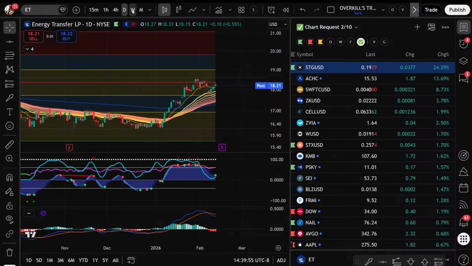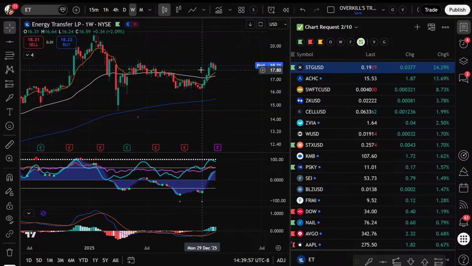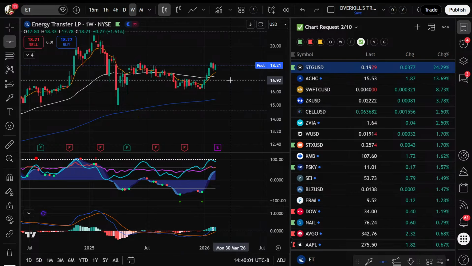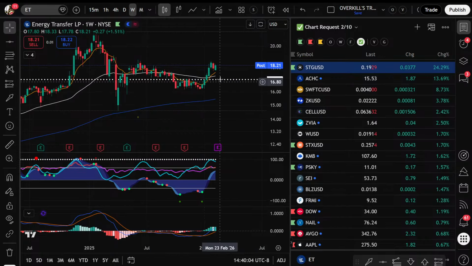These guys pay like an 8% dividend on their stock, so that's good. I would just say as long as it holds 17, it's good. But if it breaks down below 17, I would sell it and probably look to buy down here around 15.